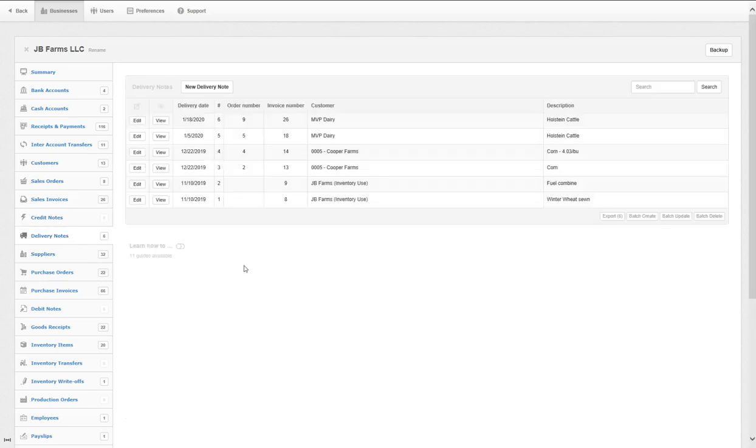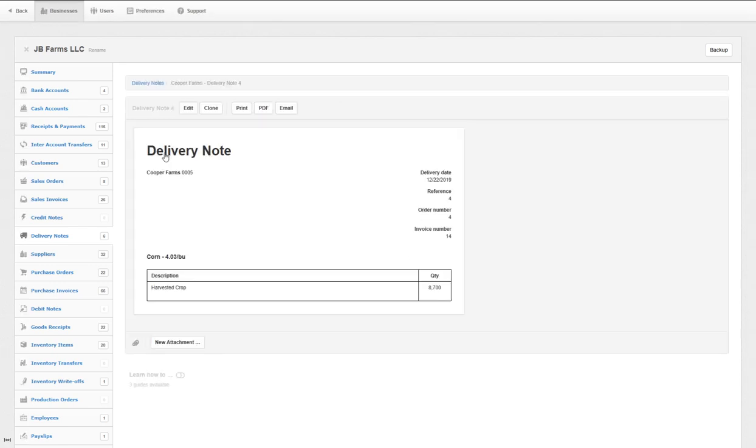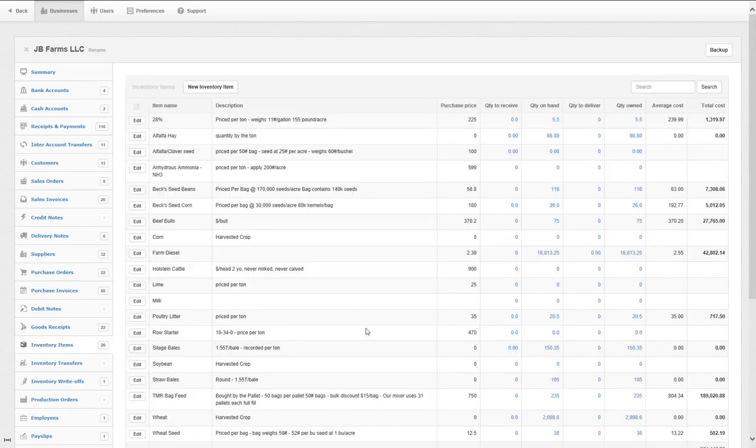Anytime I do sell something or buy something, there's a delivery note that's got to be done. And when you do the delivery note, like I sold corn to Cooper Farms, I sold them 8,700 bushel at $4.03 a bushel is all that tells me. And I do a delivery note to just get that to come out of my inventory items or come into it. Depends on the transaction I'm doing.